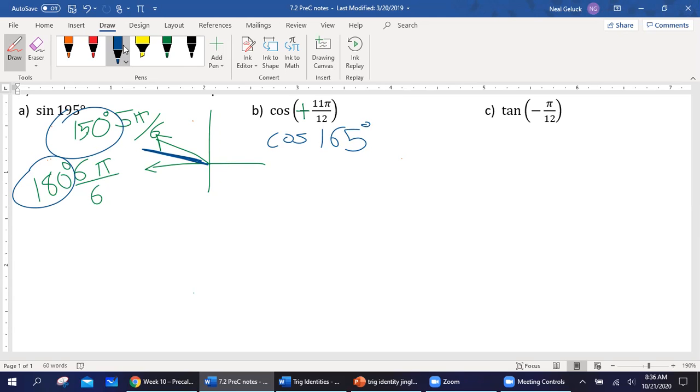So now I've got to think, okay, what are two angles that combine with either addition or subtraction to give me 165? And again, I want it to be two angles that I know. So an option might be, let's say 120 plus 45.